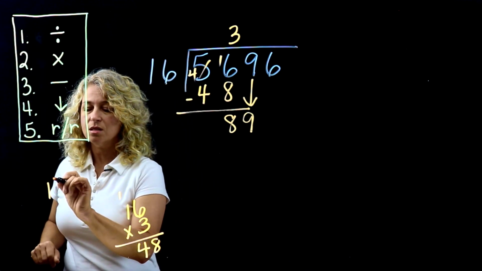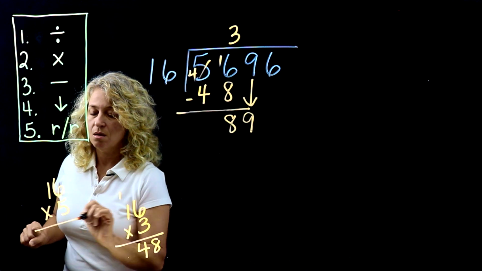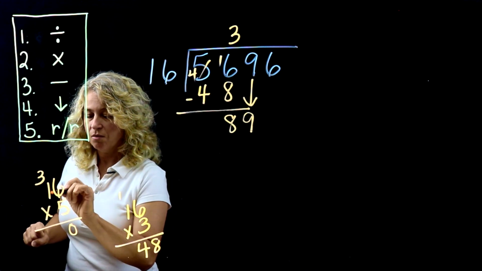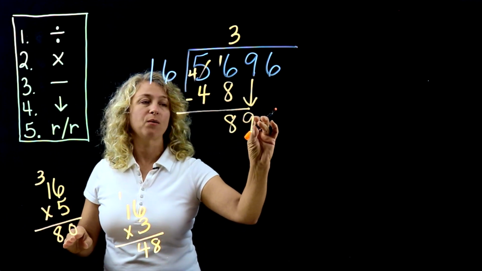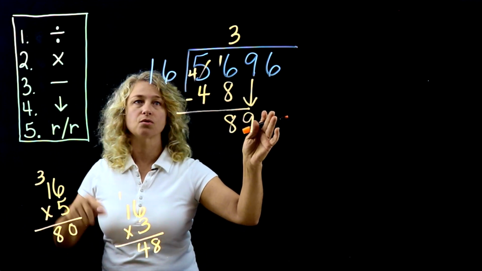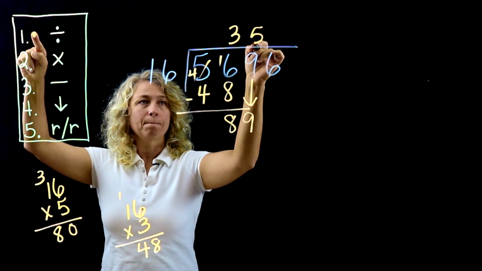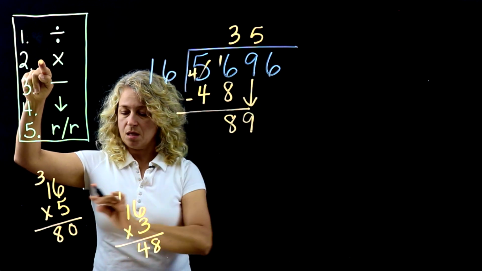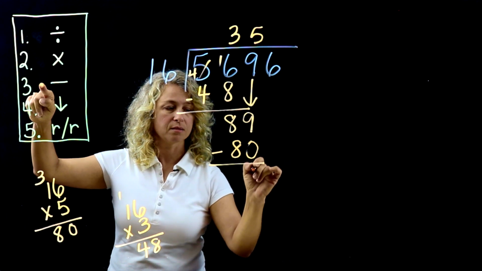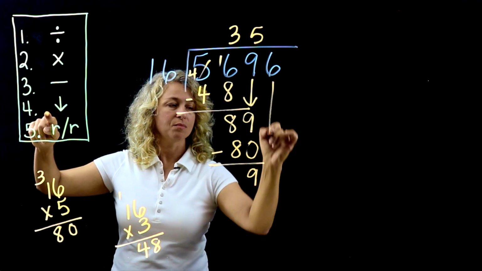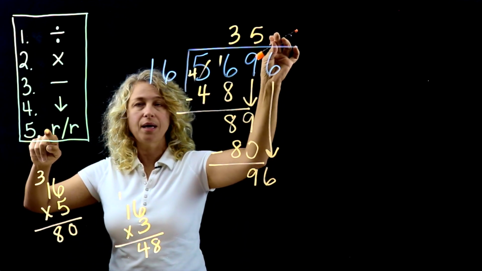So let's see, 16. Let's say maybe 5 possibly. 5 times 6 is 30. 5, 6, 7, 8. Okay, so that's good because it doesn't go over. And we can't go 6 times because that would go over. So let's go up. 16 will go into this 5 times. Multiply 5 times 16, and we know that it is 80. Subtract, bring down. Okay, repeat or remainder, we're going to repeat.